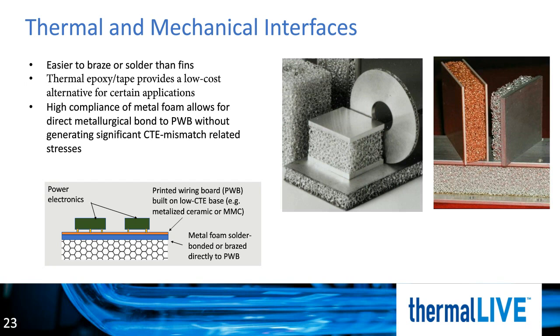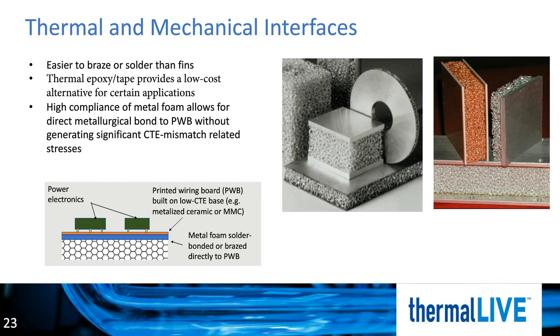Other low-cost alternatives include various thermal adhesives, such as epoxies and tapes. While these do introduce additional thermal resistance, they can be great options for lower heat flux applications, such as natural convection heat sinks, where the relative significance of that increased resistance is much less pronounced.